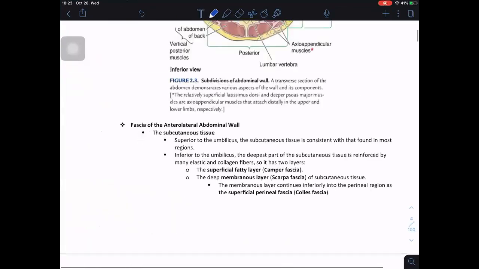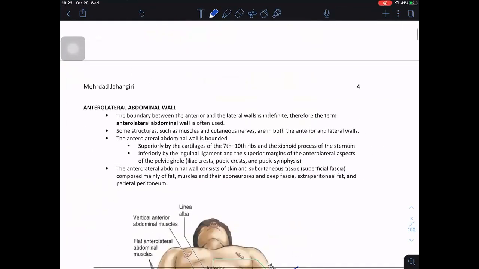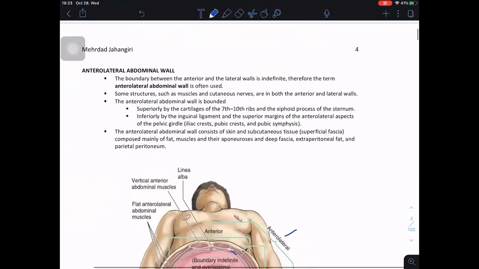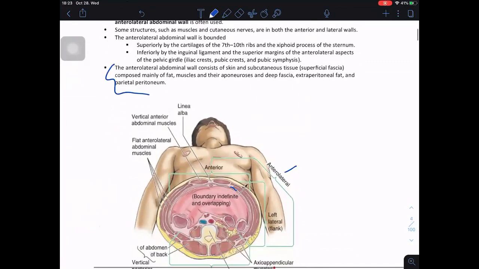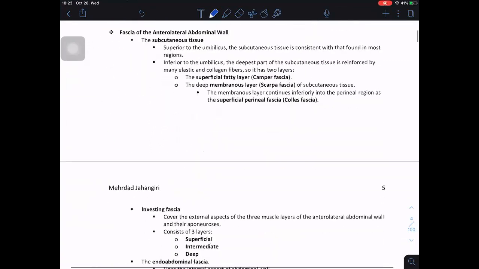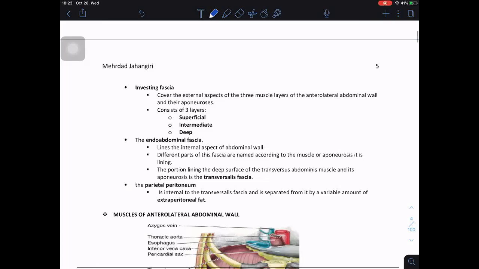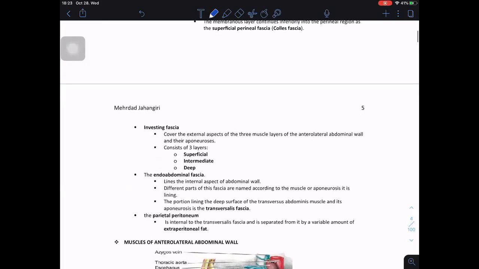So over here, I made the summary of the book about the layers or the structures forming the abdominal wall, about the fasciae of the abdominal wall. So everything is actually mentioned over here.